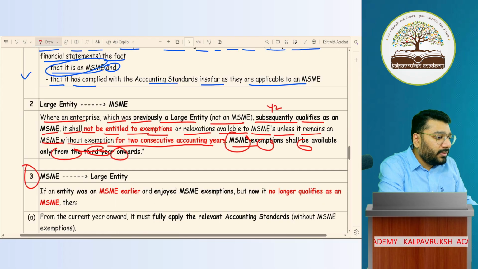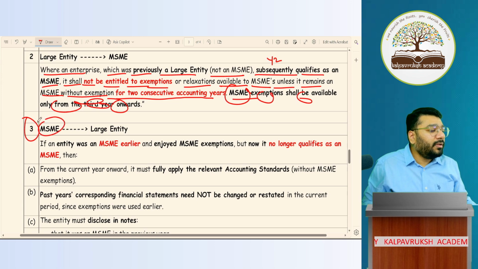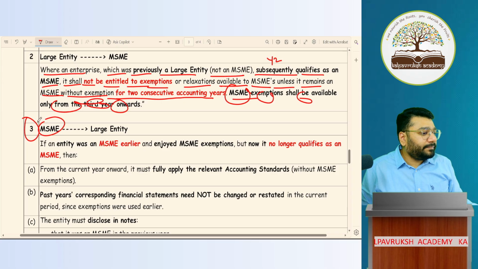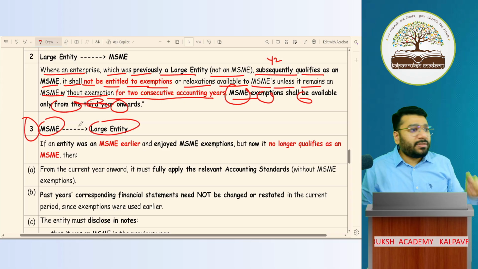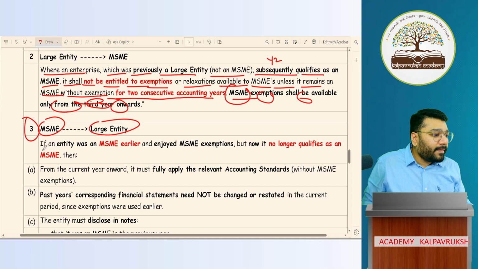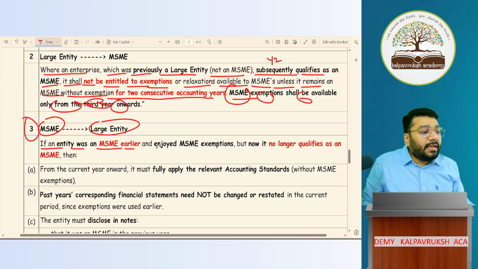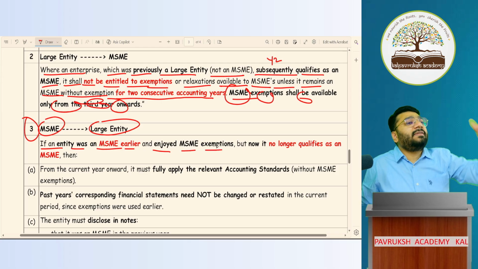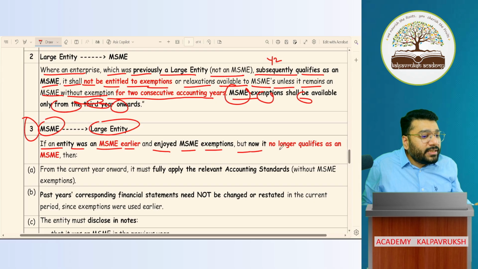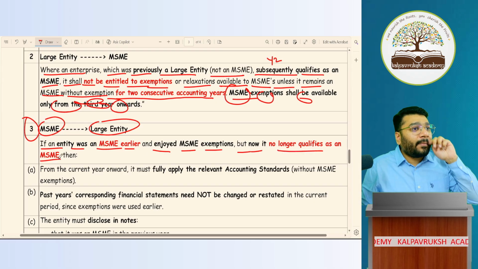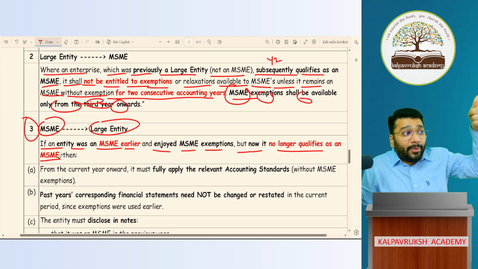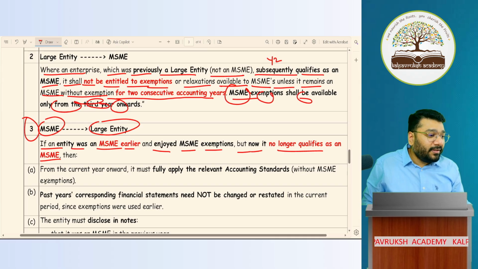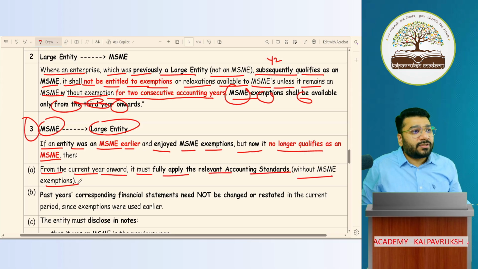Now coming to the next point. I was earlier MSME. Now I become a large entity. If an entity was MSME earlier, it enjoyed MSME exemptions, such as what? AS3 need not be followed. Cash flow statement need not be prepared. But now it is no longer qualifying as MSME. It became a large entity. Should AS3 be complied with or not? Yes. From the current year onwards, it must fully apply the relevant accounting standard without MSME exemptions.